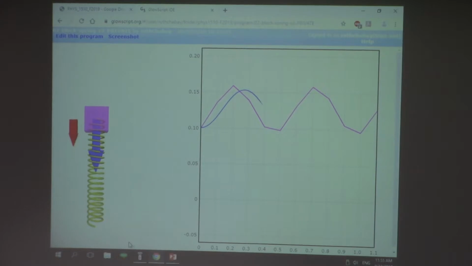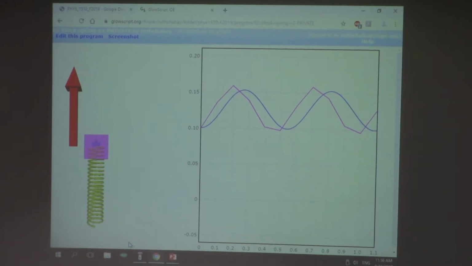So our blue graph looks a lot better. And it's clear that by taking a long time step, we were overestimating forces and overestimating changes in momenta. But this is what computers are good for. They don't get bored.